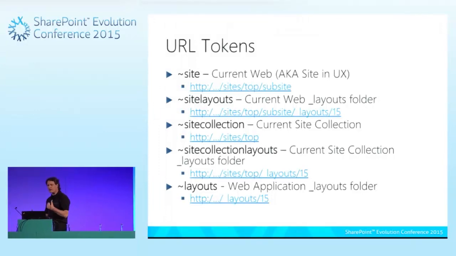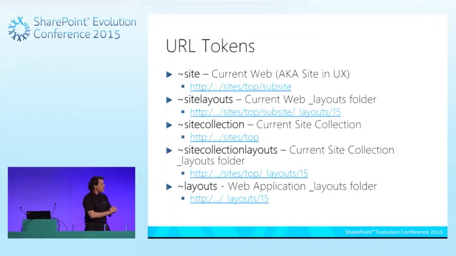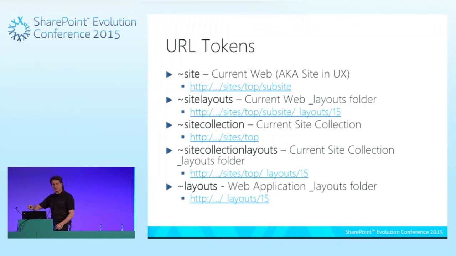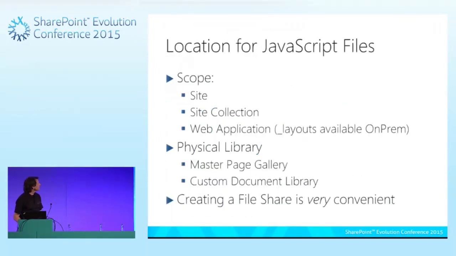The other ones are for scaling up to something higher. So your site layouts, your site collection layouts, which should always be roughly the same, and your layouts folder. I want just that centralized location where I can dump resources on the file system of my web front end. So those are the tokens that you'll need to know about. There are other tokens in SharePoint, but these are the ones that are most pivotal to JSLink.